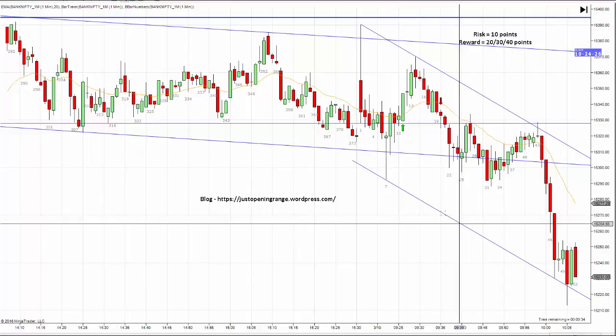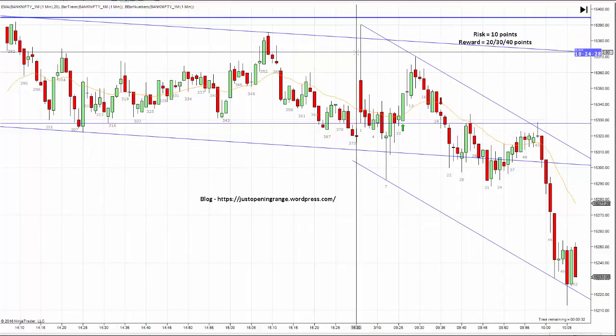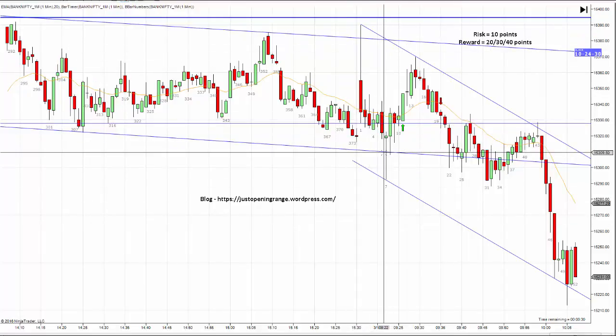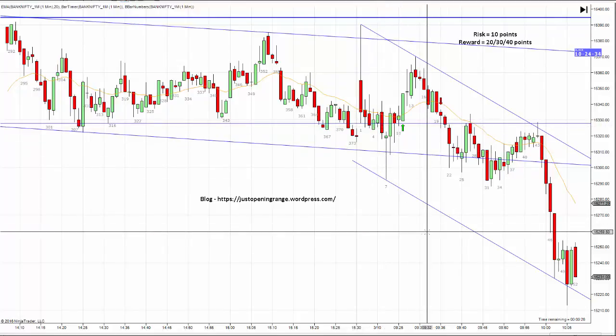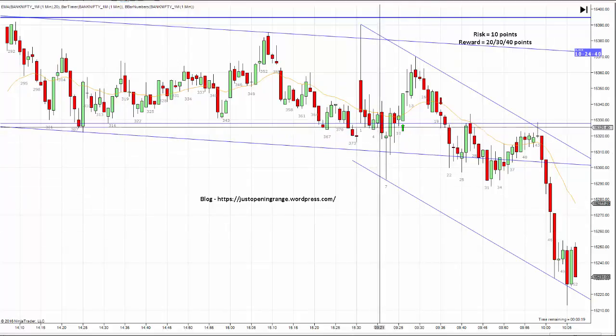Which is context-wise, we know there is a failure, but at the same time, there's a possible support in this zone. So I don't want to get into a short trade just like that, right. It has to be a clearly identified setup which matches with your plan. At this point of time, I don't see anything.